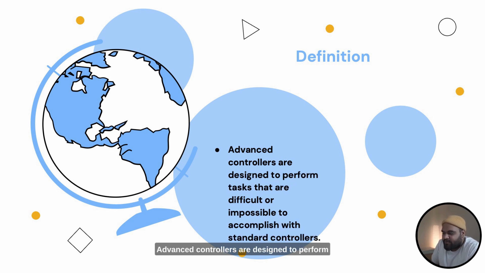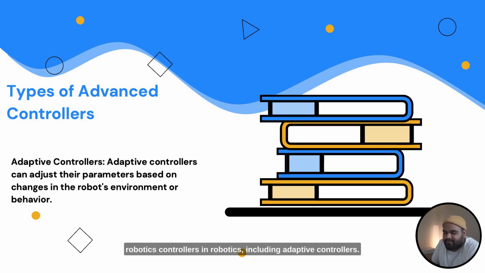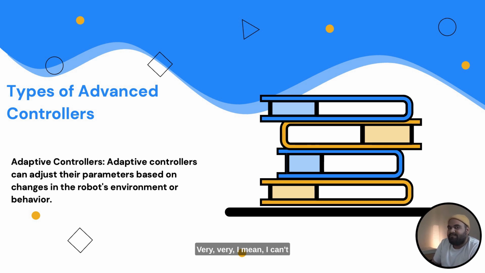Advanced controllers are designed to perform tasks that are difficult or impossible to accomplish with standard controllers. We talked about similar things with sensors as well, but this time we're talking about controllers. There are several types of advanced controllers in robotics, including adaptive controllers. Very important, I can't emphasize enough how important these are. Adaptive controllers can adjust their parameters based on changes in the robot's behavior and environment.